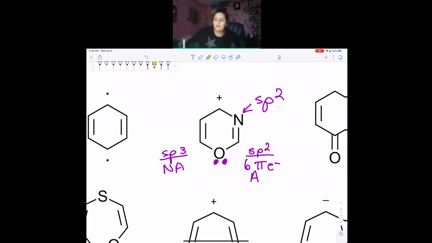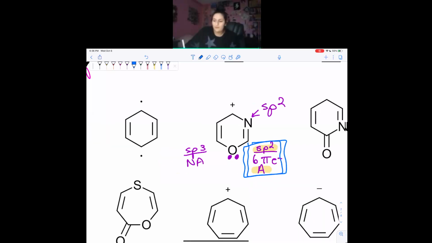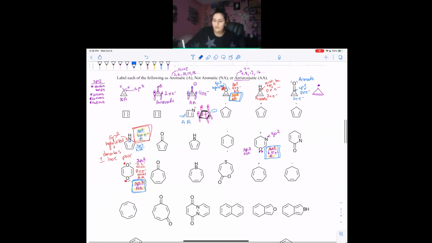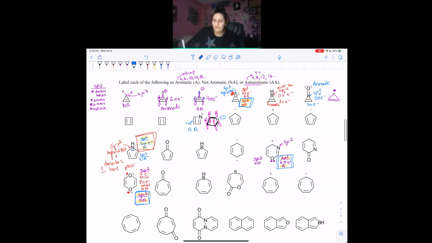sp2, exactly. So sp2, aromatic, that one is going to be the winner. Oopsie. Ta-da! So I'll zoom out so you can see all the ones we've done so far. And let me know if you have any questions.